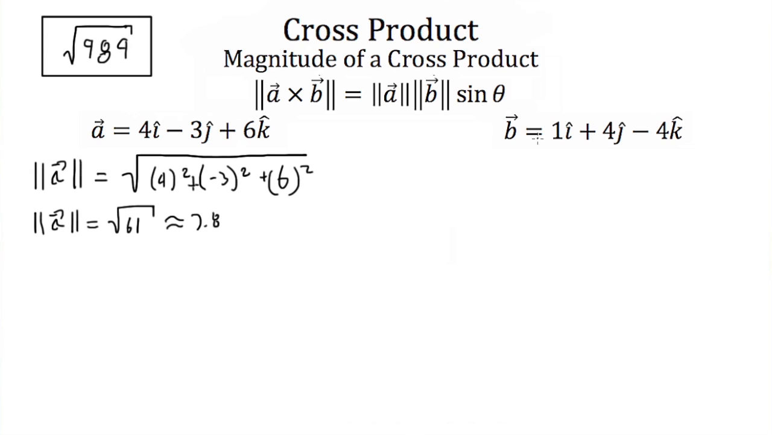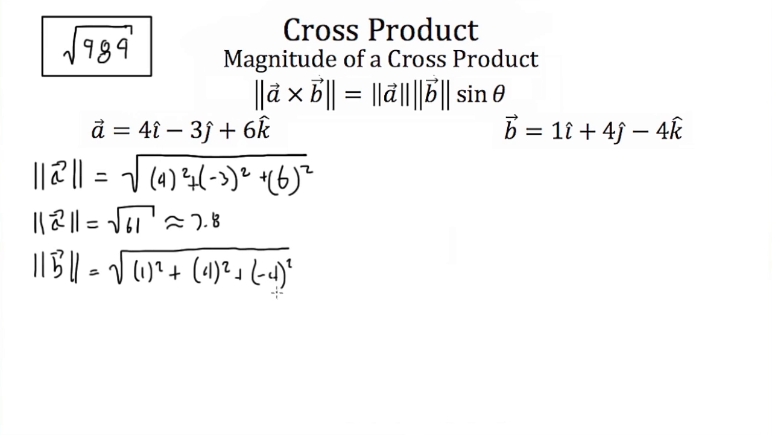Now we need to find the magnitude of vector B. That's equal to the square root of the amount it moves in the x squared, so 1 squared, plus the amount it moves in the y, so 4 squared, plus the amount it moves in the z, -4 squared. So the magnitude of vector B is equal to the square root of 33, which is approximately 5.7. Now I just need the sine of the angle in between them.